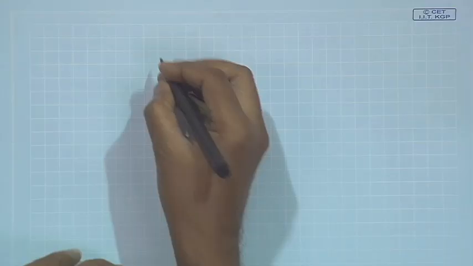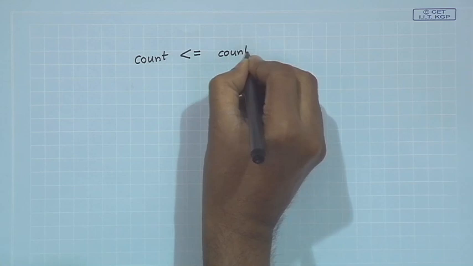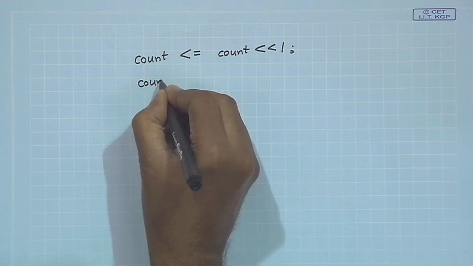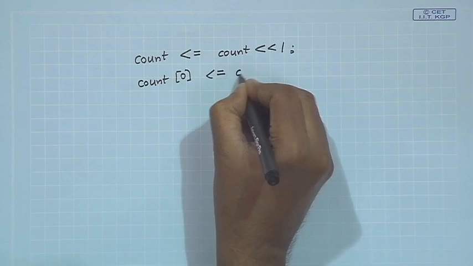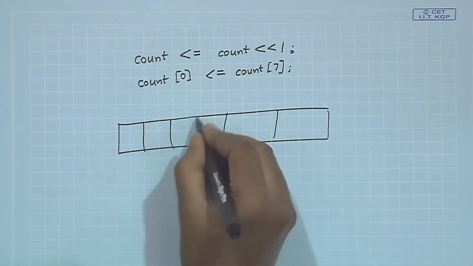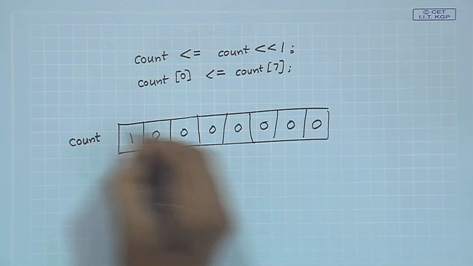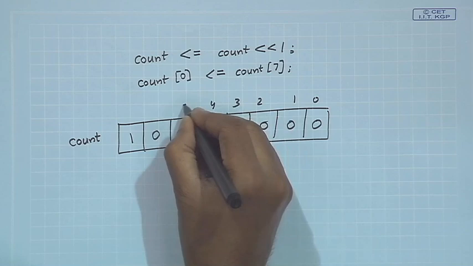So, now our statements are, the first statement says count non-blocking, count shift left by 1, and the second statement says count 0 assign count 7. Now, again let us look at the count, this is an 8 bit register, what will happen, let us see. Suppose initially my register contains this, this is my count and these are the index values 0, 1, 2, 3, 4, 5, 6 and 7.